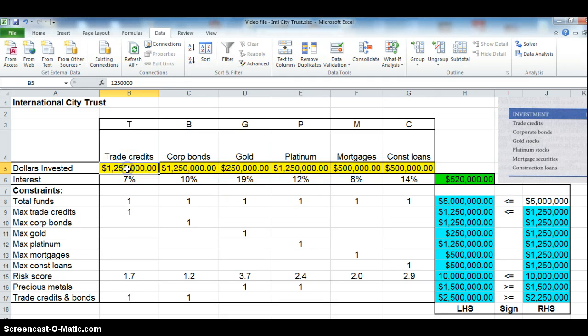How much are we investing in each instrument? $1.25 million in trade credits and corporate bonds, $250,000 in gold, $1.25 million in platinum, $500,000 in mortgages, and another $500,000 in construction loans, with an expected return of $520,000.